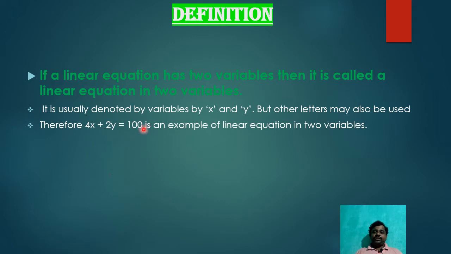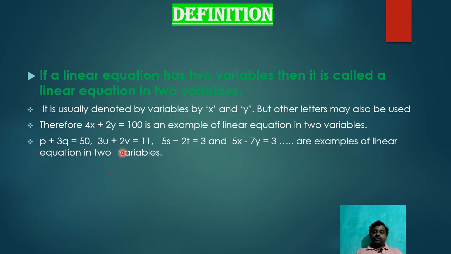Linear equation in two variables: 4x plus 2y is equal to 100. You can guess some more linear equations in two variables, like x minus y is equal to 20, 2x plus 3y is equal to 50, x plus y is equal to 100, y is equal to x by 2, whatever it may be. These are all called linear equations in two variables.